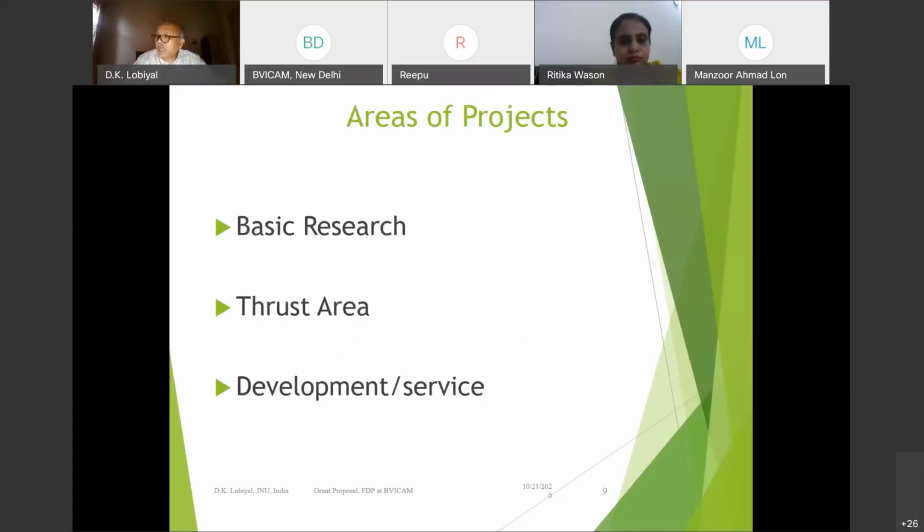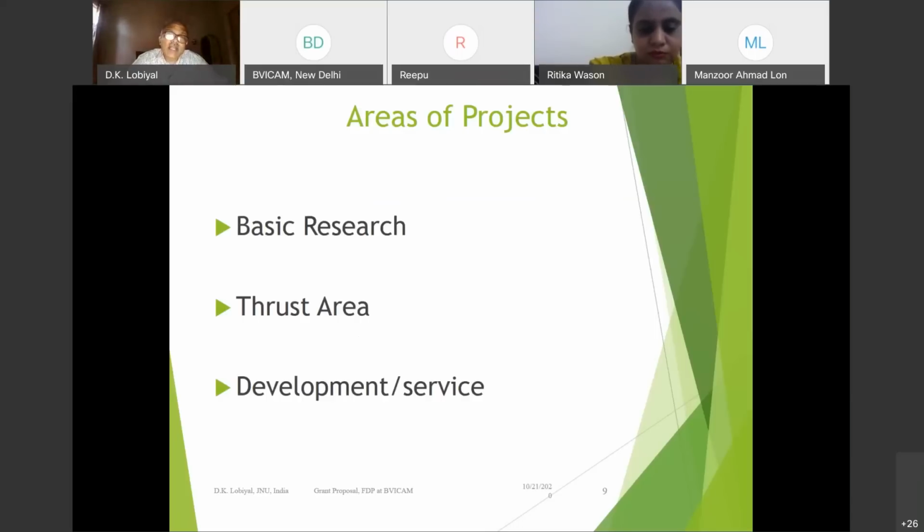Then, if you look at the areas of projects, when I said it's a different angle, not the areas of research. Generally, the project sanctioning or sponsoring agencies divide their projects into three larger areas. These are common names, but some agencies may use other names. That is a different issue. But they are broader areas, and whatever name they give, you can correlate very well with these.